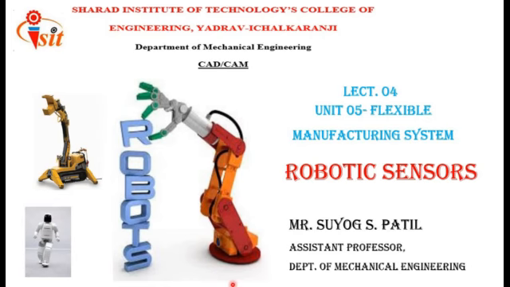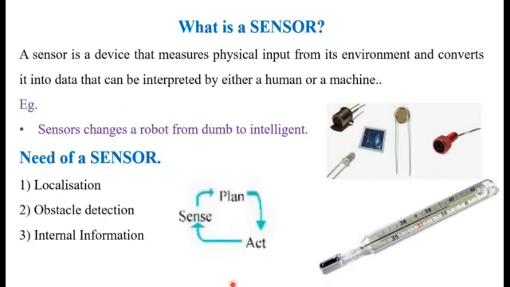Today we are going to see the robotics and sensors used in robots. First of all, we will see what is meant by a sensor. A sensor is a device that measures physical input from an environment and converts it into data that can be interpreted by either a human or a machine. So these sensors are used to measure the input data, and it is converted into signals that may be interpreted by either humans or machines.